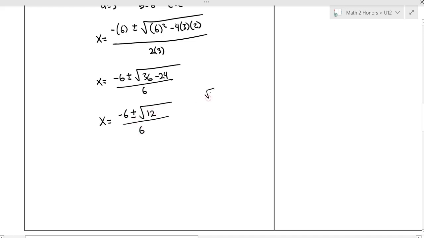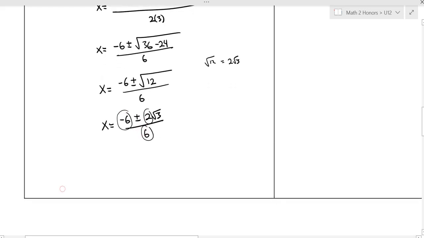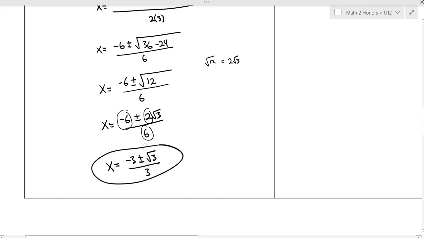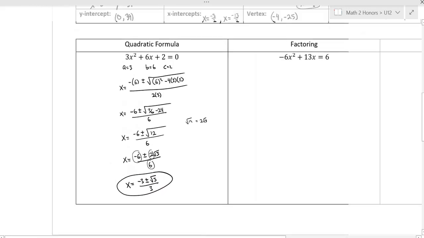And the square root of 12 is the same thing as 2 square root of 3, because 12 is 2 times 2 times 3. And then I'm going to reduce the fraction. I'm going to look at the negative 6, the 6, and the 2, divide each of those by 2, and get negative 3 plus or minus the square root of 3, all over 3. And that's our answer for the first one.